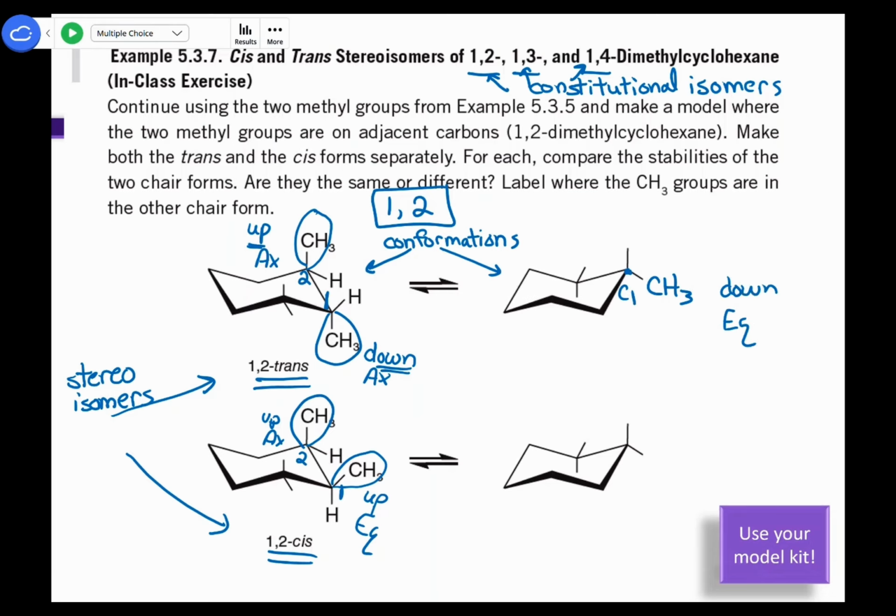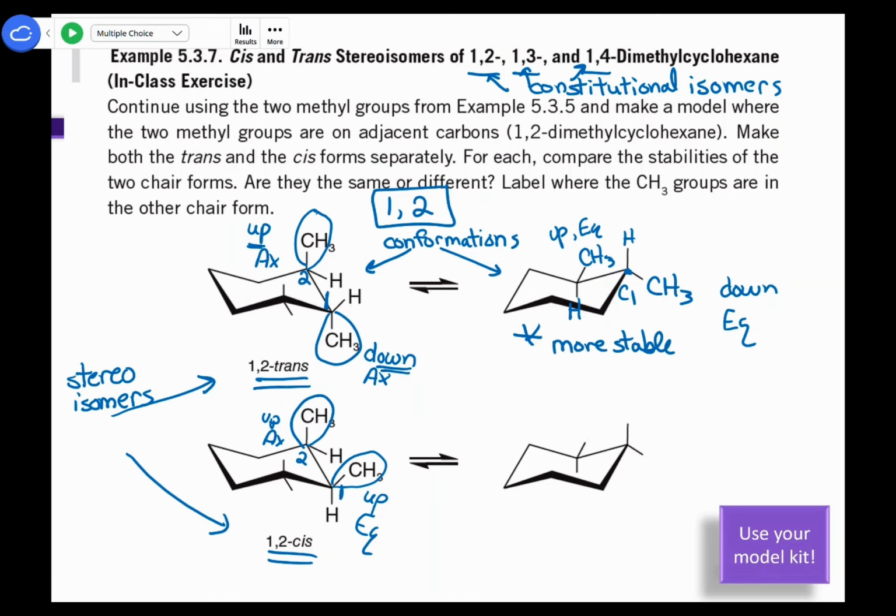So then this question says, well, which one is more stable? If we have these two conformations from the same constitutional isomer, from the same stereoisomer, they're both 1,2 trans, we have the option of up-down axial or up-down equatorial. Which one is more stable? We're going to go by show of hands. Who says it is the up-down axial, chair 1? Who says it's chair 2 when they're both in equatorial positions? And I agree, they're in that position that has more space. So this conformation of 1,2 trans is more stable.